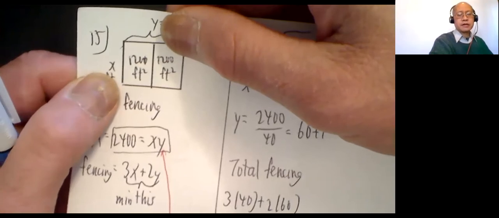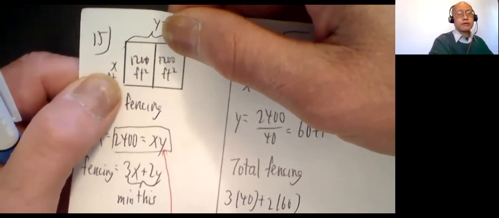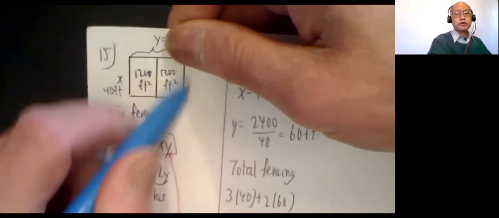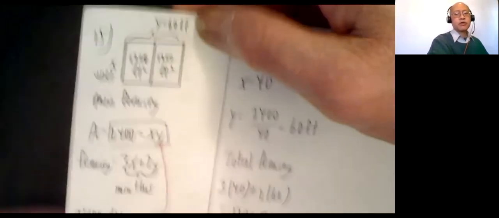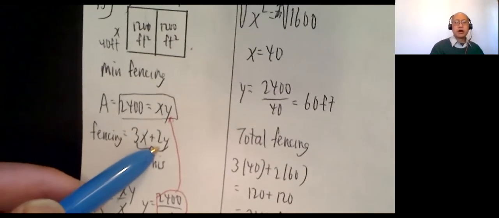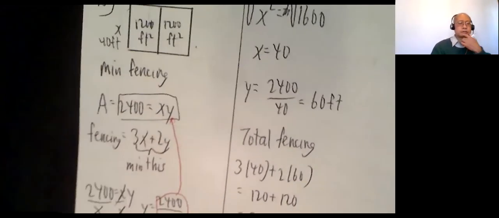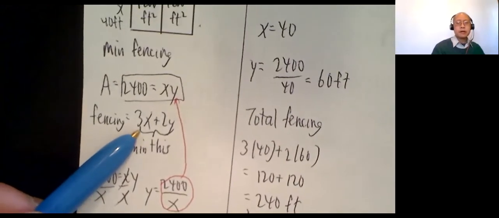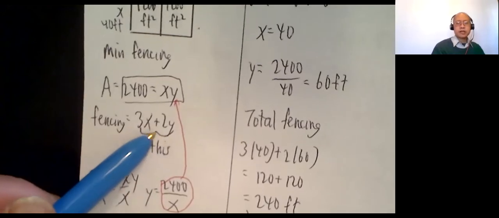What's the amount of fencing that I'm trying to minimize? And of course, if you minimize the fencing, that normally minimizes cost. Well, I have 1, 2, 3 X's, and I have 2 Y's. So the fencing is 3X plus 2Y, which I'm trying to minimize. All right, that has 2 letters. I only want a single letter.